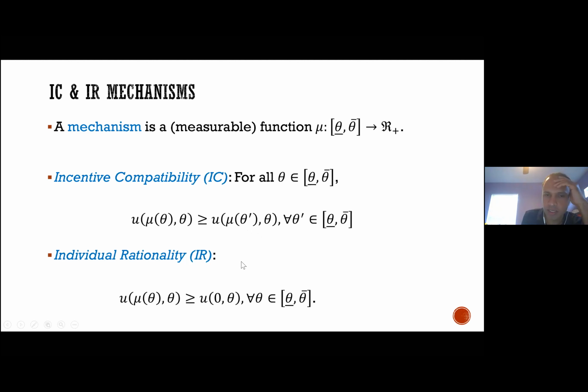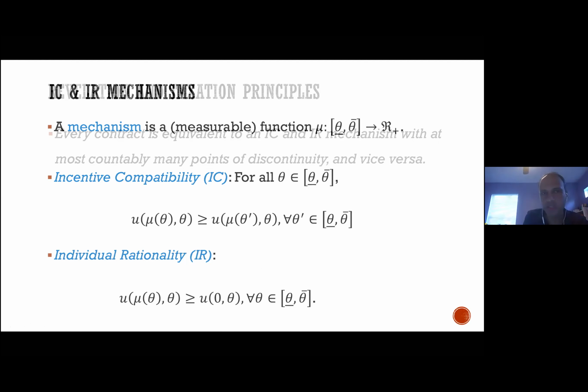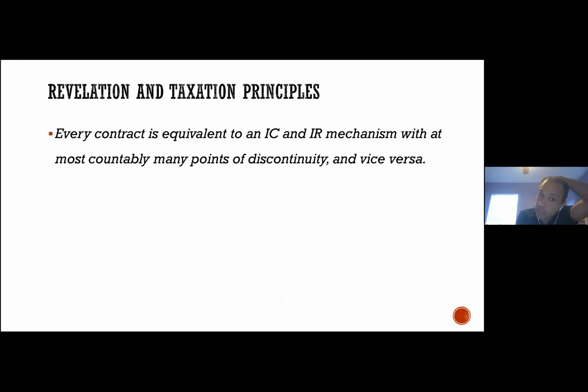So these are standard IC and IR constraints. Now, what's the relationship between the space of contracts and the space of mechanisms? Well, we have the standard revelation and taxation principles that also apply in this scenario. So every contract is going to be equivalent to an incentive compatible and individually rational mechanism with at most countably many points of discontinuity. That's important over here, and I want to emphasize this phrase, with at most countably many points of discontinuity, because what I'm going to do later on will be slightly restrictive.